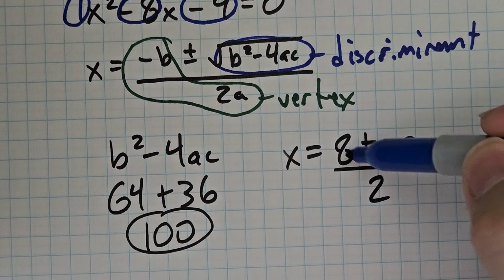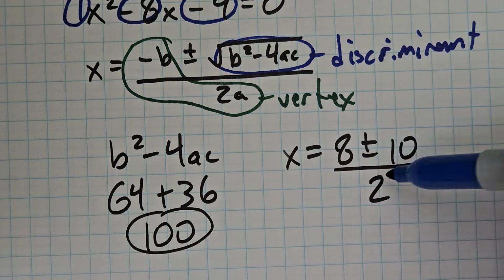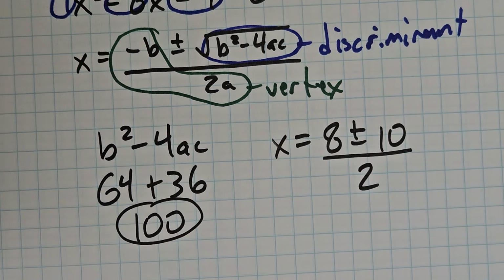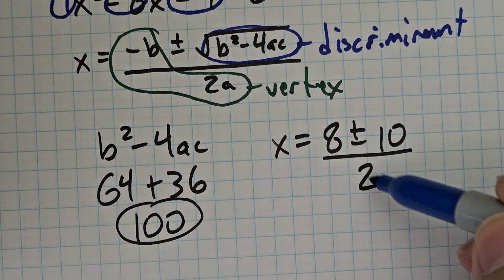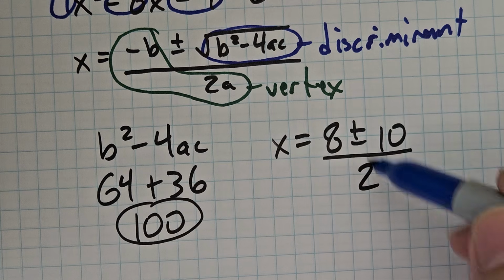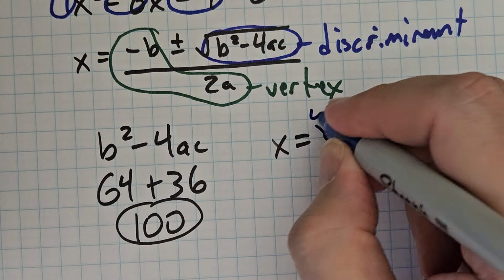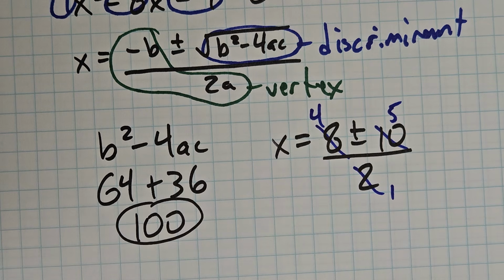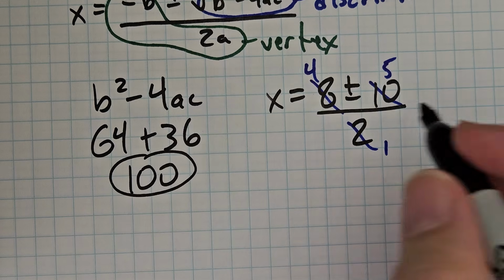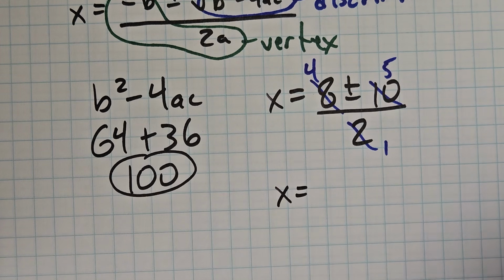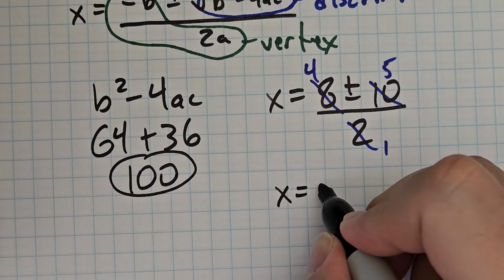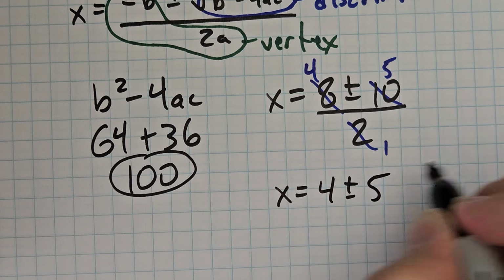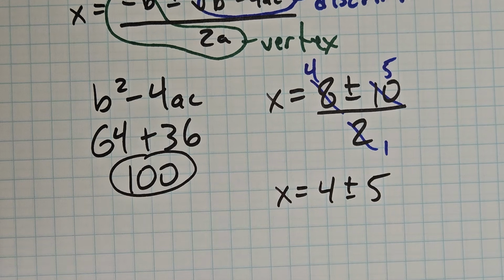I can do 8 minus 10 and divide it by 2, or 8 plus 10 divided by 2. That's relatively simple to do. There's no reason not to. But I do want to show you that we can also reduce this. Since all three of these numbers are divisible by 2, we can reduce them all together. We can only do that if we can reduce them all together. So this is kind of a bonus step. You don't really have to do the reducing first. You can do the reducing last, but you may as well because you're going to have to reduce it one way or another. So that now has reduced to 4 plus or minus 5.